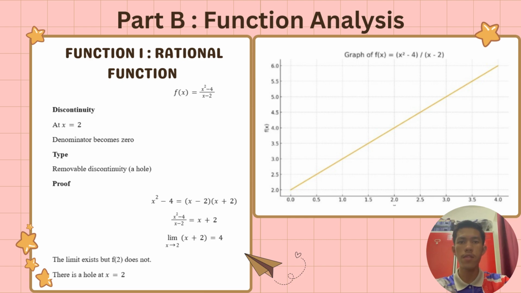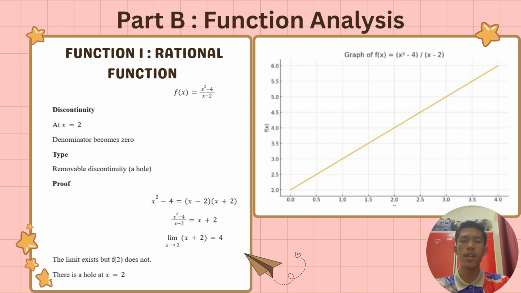Since the function is virtually x plus 2 everywhere except at the point x equals 2, we can calculate the limit. The limit as x approaches 2 of (x plus 2) is 2 plus 2 equals 4. This is the key. The limit exists and equals 4, but the function value f(2) does not exist. This is the formal definition of a hole. Therefore, there is a hole at the point (2, 4).